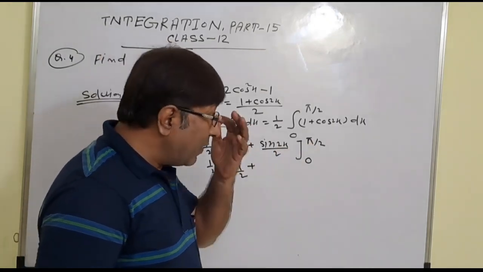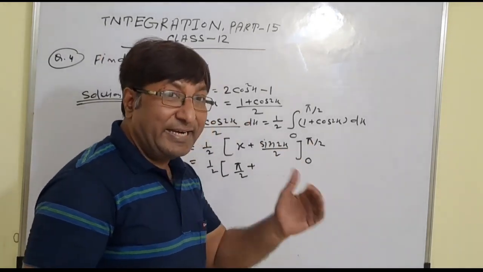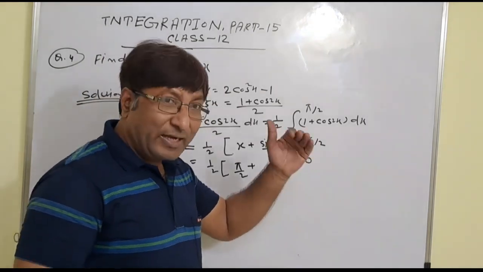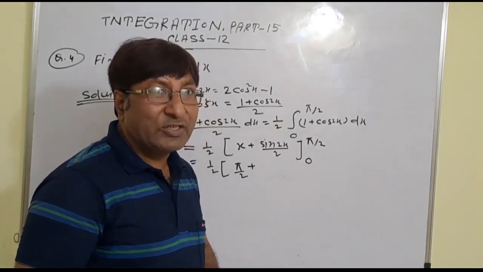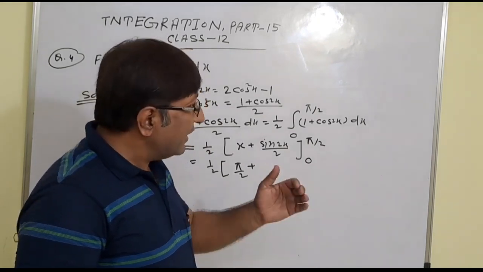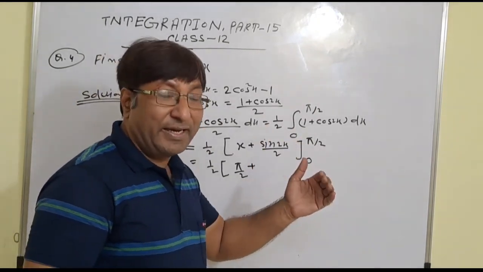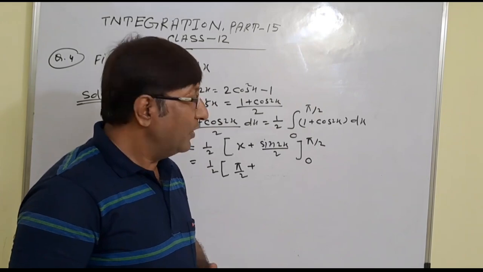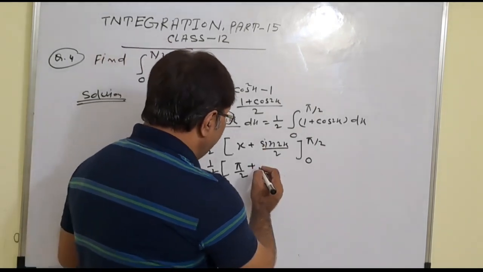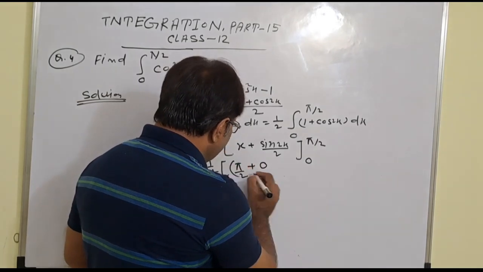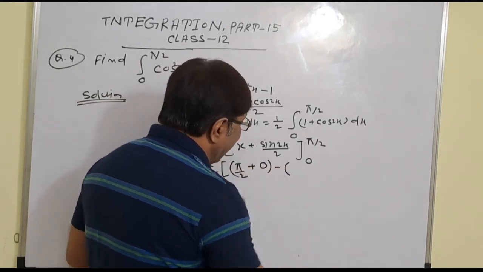How? Sine pi, that means what? Sine 90 plus 90. So sin A cos B, sine 90 into cos 90. So cos 90 is what? 0. In the same way, cos A sin B, again cos 90 is what? 0. So in this way, sine pi is what? 0. So 0 by 2 is what? 0.